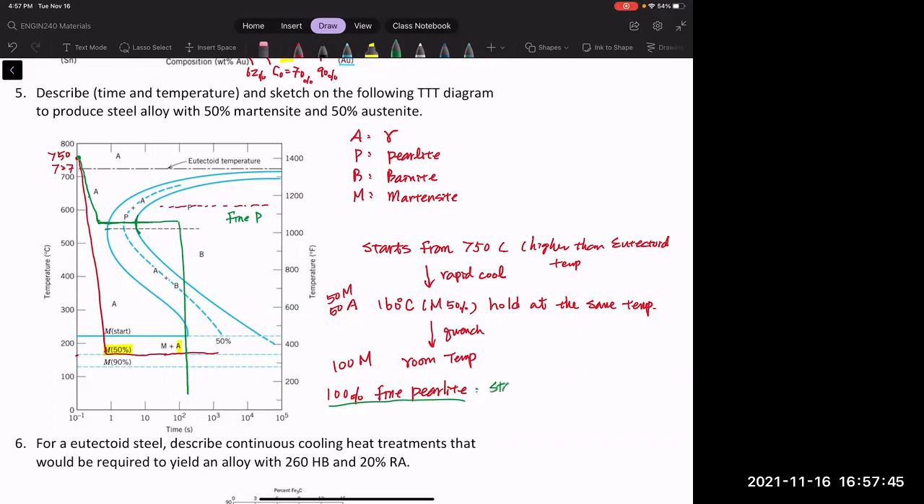So again, you start from 750 degrees Celsius and rapidly cool to, this will probably be like 570, and hold for how much time? It's about 10 to the power of 2, that would be 100 seconds. And then quench. Quench to room temperature.